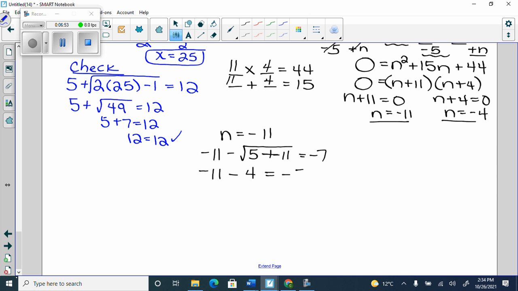Negative 11 minus 4 equals negative 7. I get negative 15 equals negative 7. Is that true? Nope. Okay, that's not true. We agree. All right. So I circle this, I put a line through it, and I say extraneous.